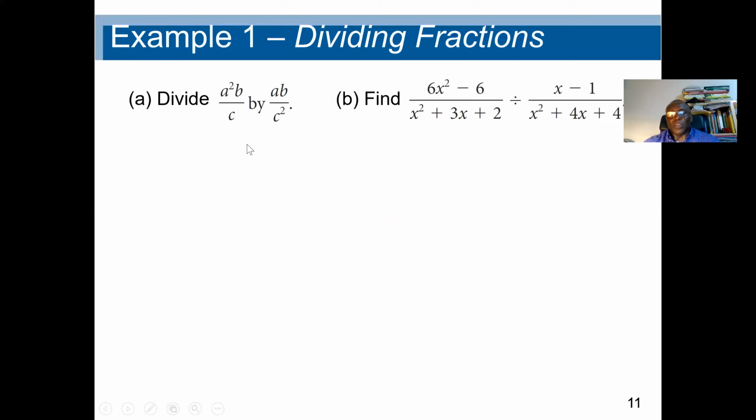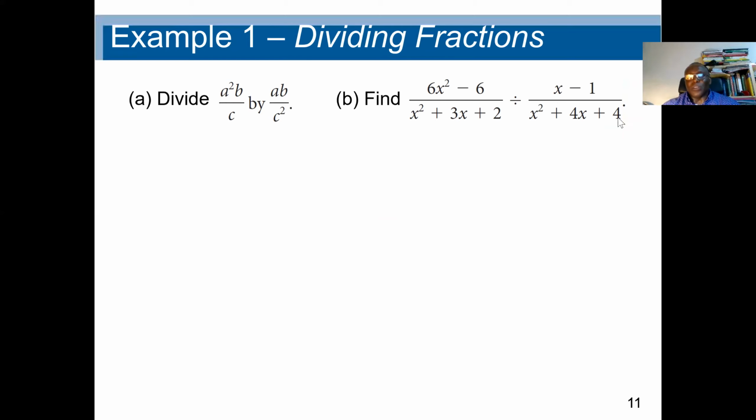This is an example given to us: a squared b by c divided by ab by c squared. Also we have part b: 6 s squared minus 6 divided by s squared plus 3s plus 2, divided by s minus 1 over s squared plus 4s plus 4. So in this case, I can write the expression by means of division.